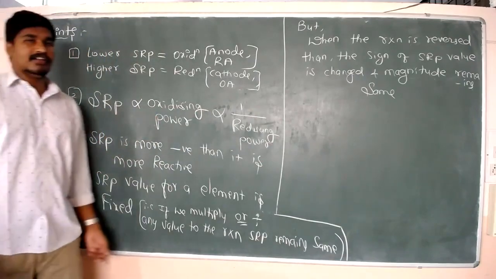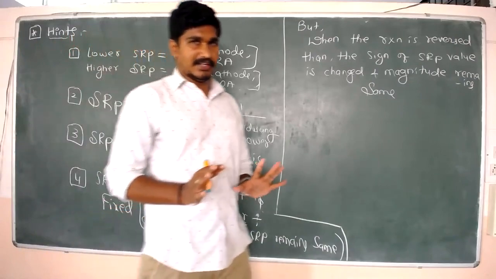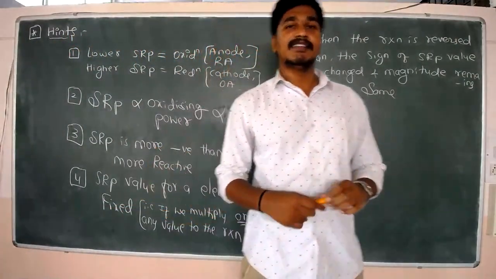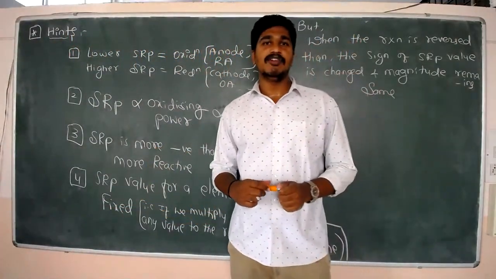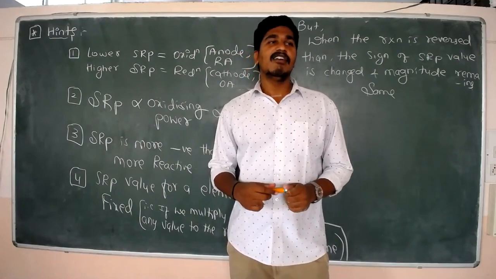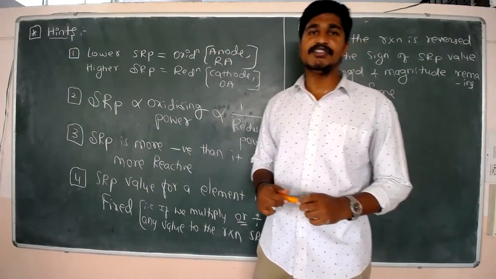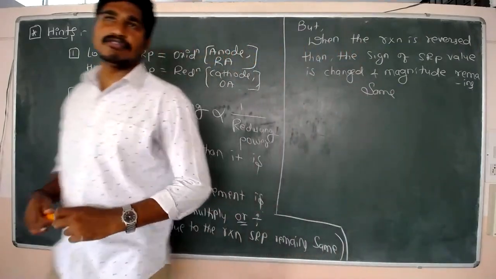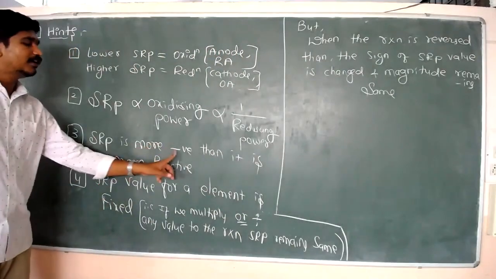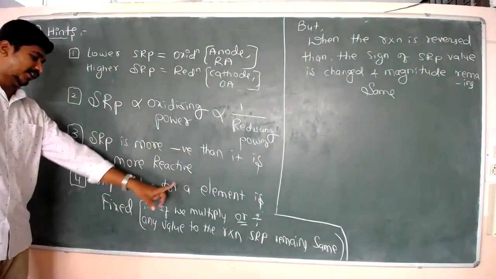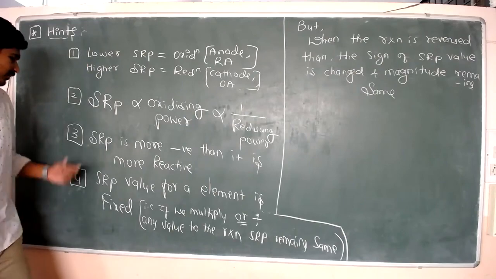Third hint is, he is giving 3 to 4 elements with their SRP values, and he is asking which one is most reactive. Then you have to check which is having more negative SRP value, that is most reactive. This one is third hint.